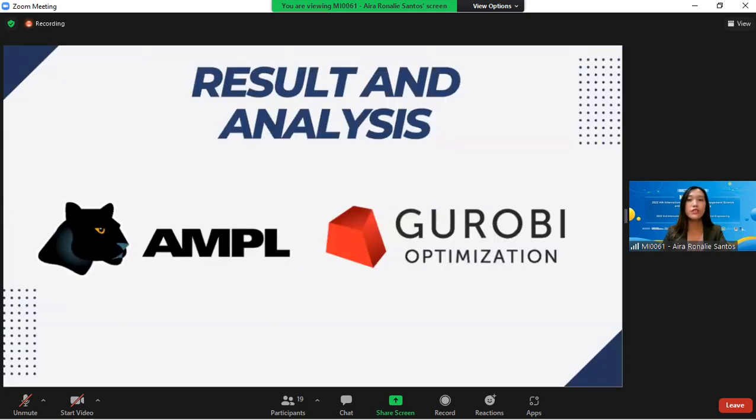The minimization equation is solved by using AMPL solver software. It is an optimization tool proposed to solve complex integer, linear, and nonlinear mathematical problems, and Gurobi optimization, which is a commercial mathematical programming solver.